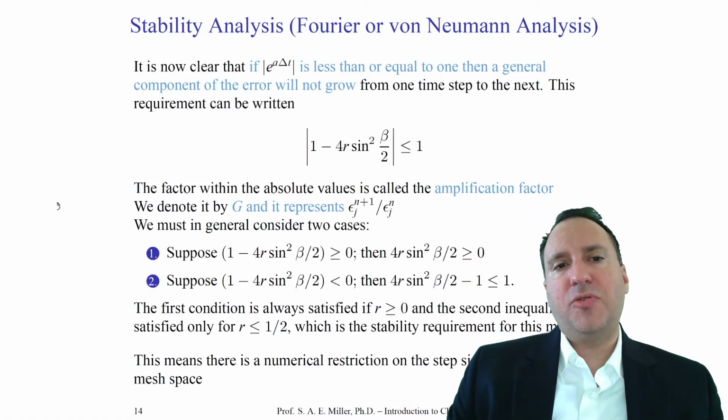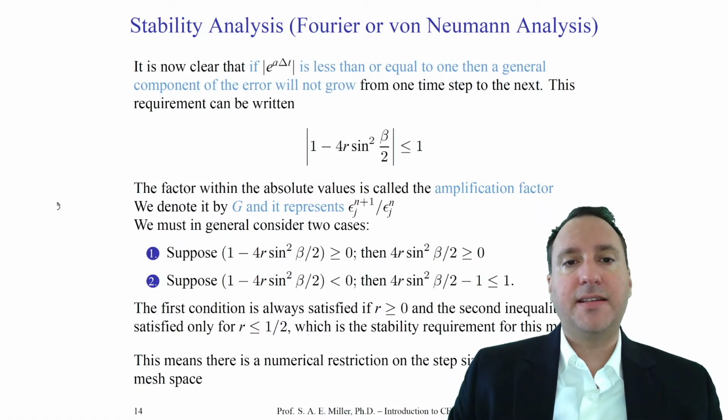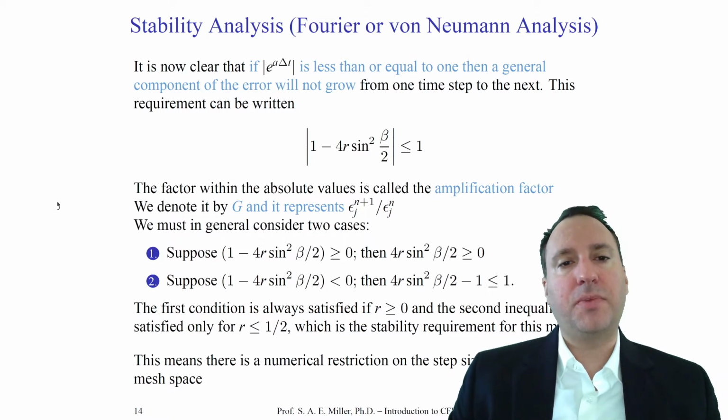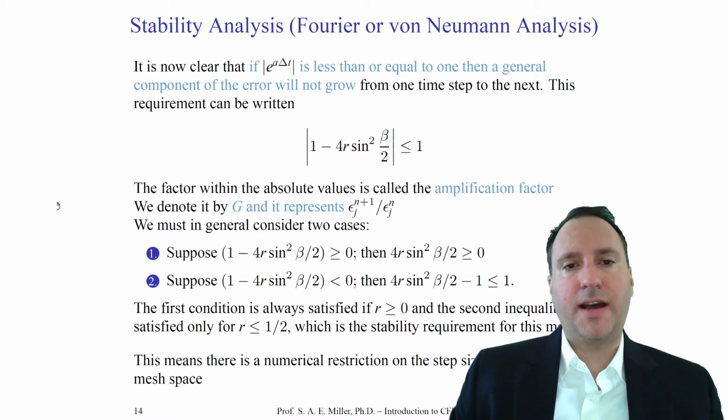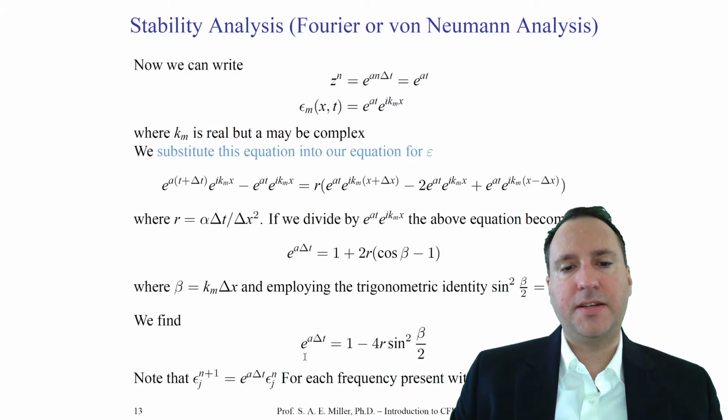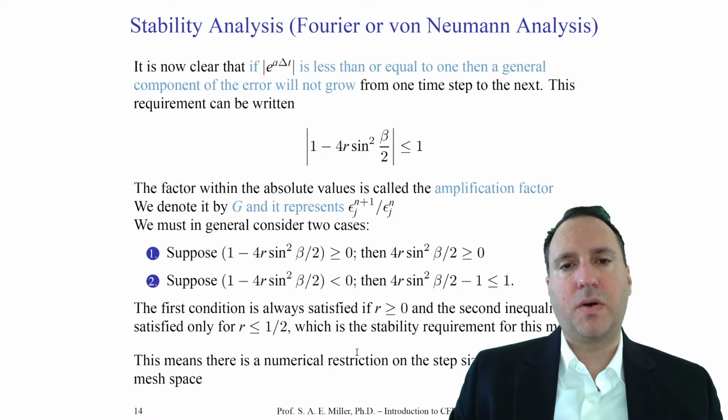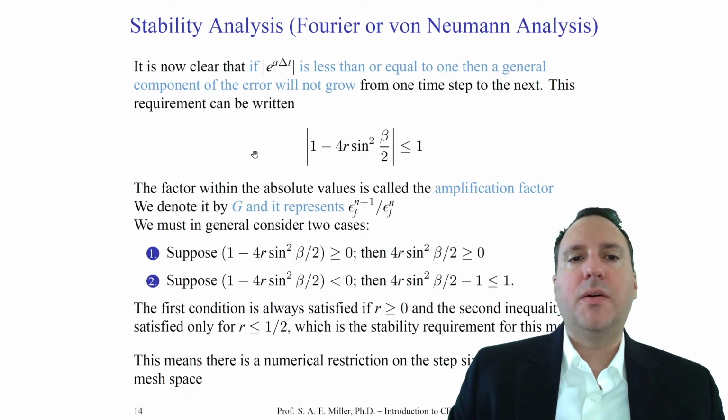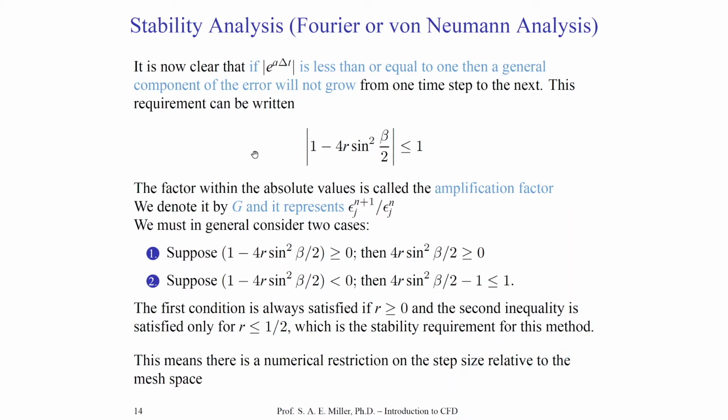You'll see that it's now clear that if the magnitude of e to the a delta t is less than or equal to 1, then a general component of the error will not grow. Let's look at that from this particular equation. If we take the magnitude of e to the a delta t, if it's greater than 1, then of course this is growing. We'll try and put this in a simpler form. What does this mean? It means that if the magnitude of e to the a delta t is less than or equal to 1, then the general component there will not grow from any one particular time step. So the stability of the scheme depends on particular values of this magnitude at any particular time step.